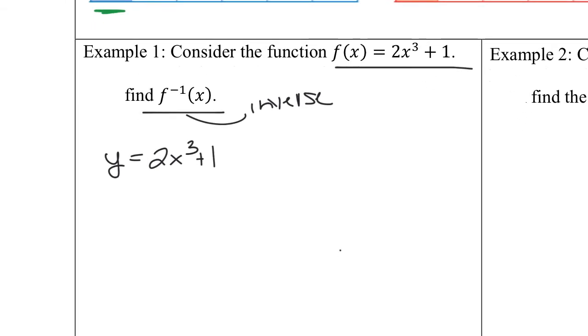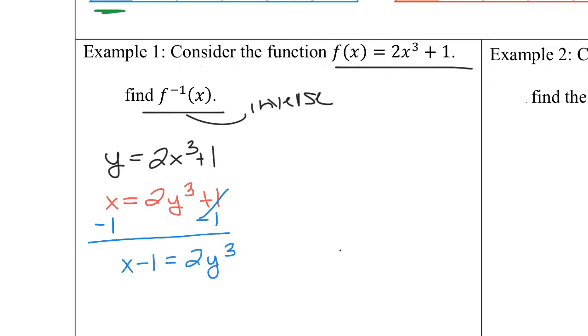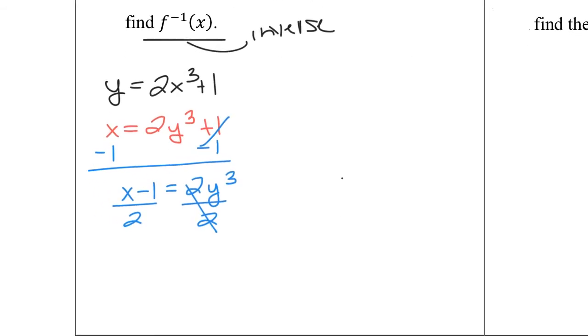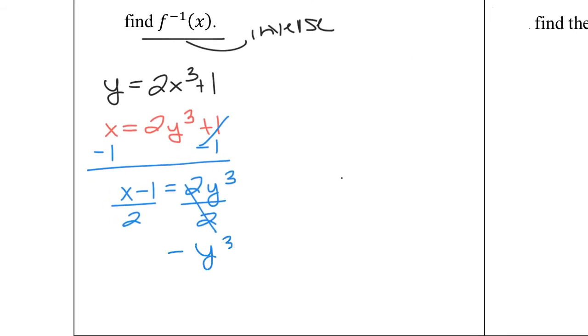Then step 2 says interchange the x and the y places. So we're going to have x equals 2y to the third plus 1. Wherever y is, put an x. Wherever x is, put a y. And then we're going to resolve this for y. I need to get rid of the add and subtract, so I have x minus 1 equals 2y to the third. Divide out the coefficient. Then I have y to the third equals (x minus 1) over 2.